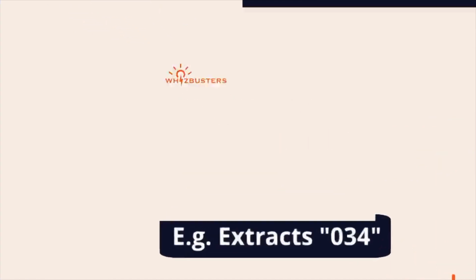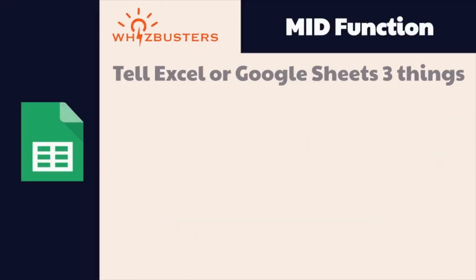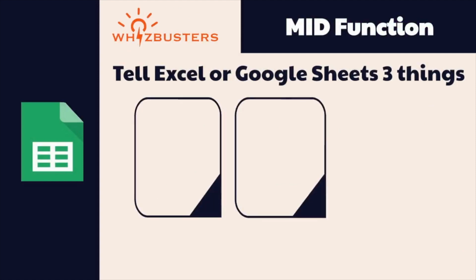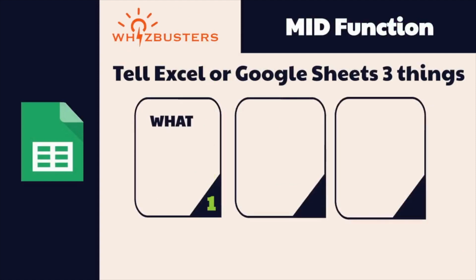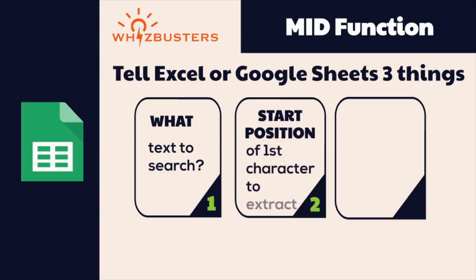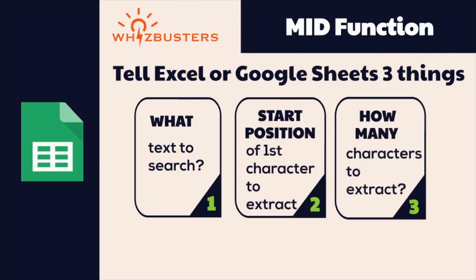To use the mid function, we need to tell Google Sheets or Excel three things. 1. What text do we want to search? 2. The starting position of the first character that we want to extract. And 3. How many characters to extract. These are the three parameters in the mid function.